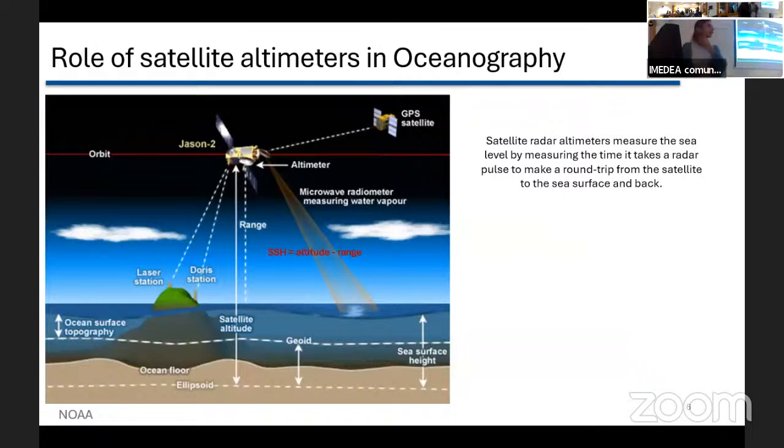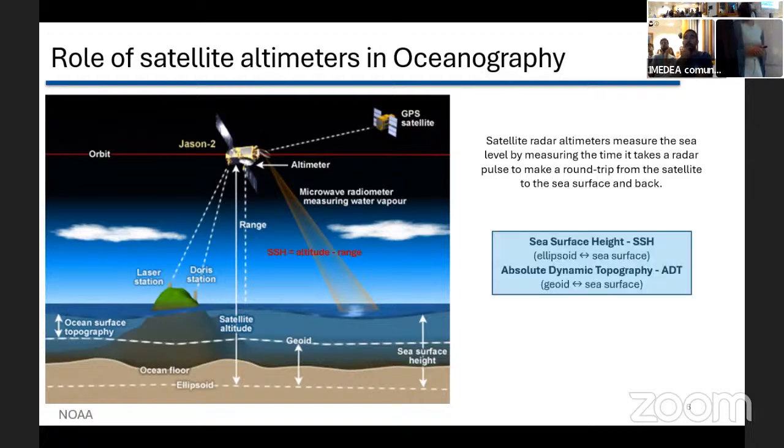So today I want to talk about this last one, the satellite altimeters, which are key elements to study the current. They work by transmitting a pulse of radar to the ocean surface and then measuring the time it takes to bounce back. So having this time and also knowing the speed of light, we can compute the range, which is the distance between the satellite and the sea surface, and also knowing the satellite altitude, because we know the orbit, we can compute the sea surface height, which is this.